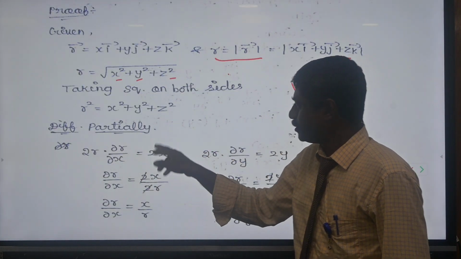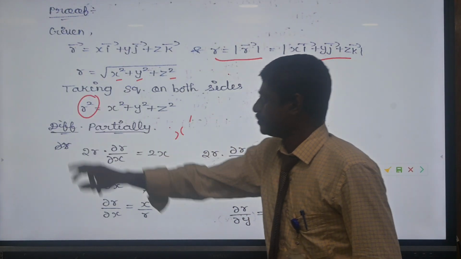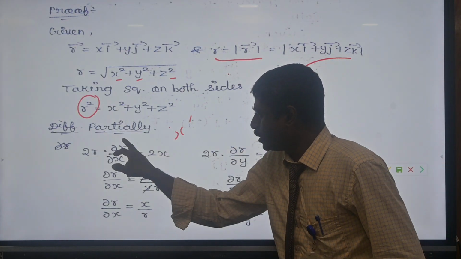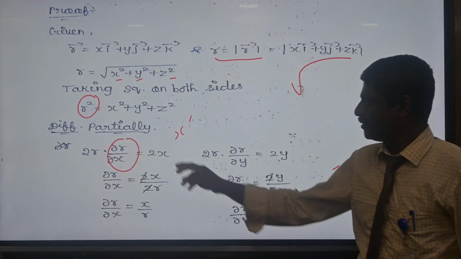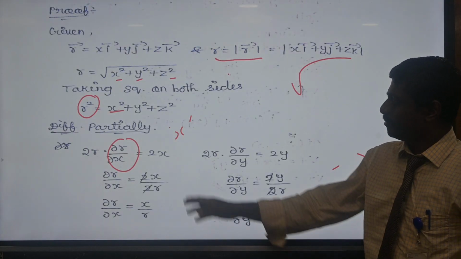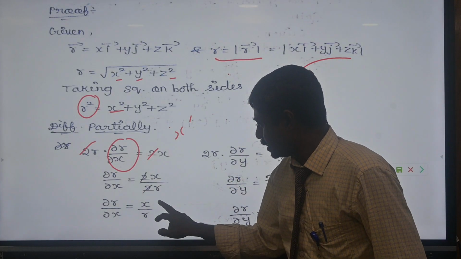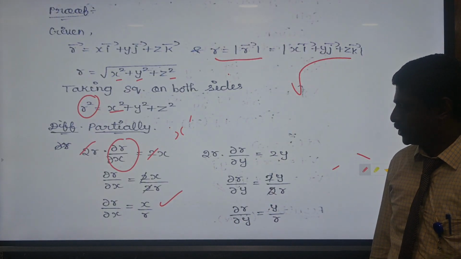Now we have to differentiate partially with respect to x first. So when you differentiate r squared, we get 2r dou r by dou x. When you differentiate x squared, that is 2x. Y is treated as a constant, so when you differentiate y squared it becomes 0. Now 2 will get cancelled, so the answer is dou r by dou x equal to x by r.